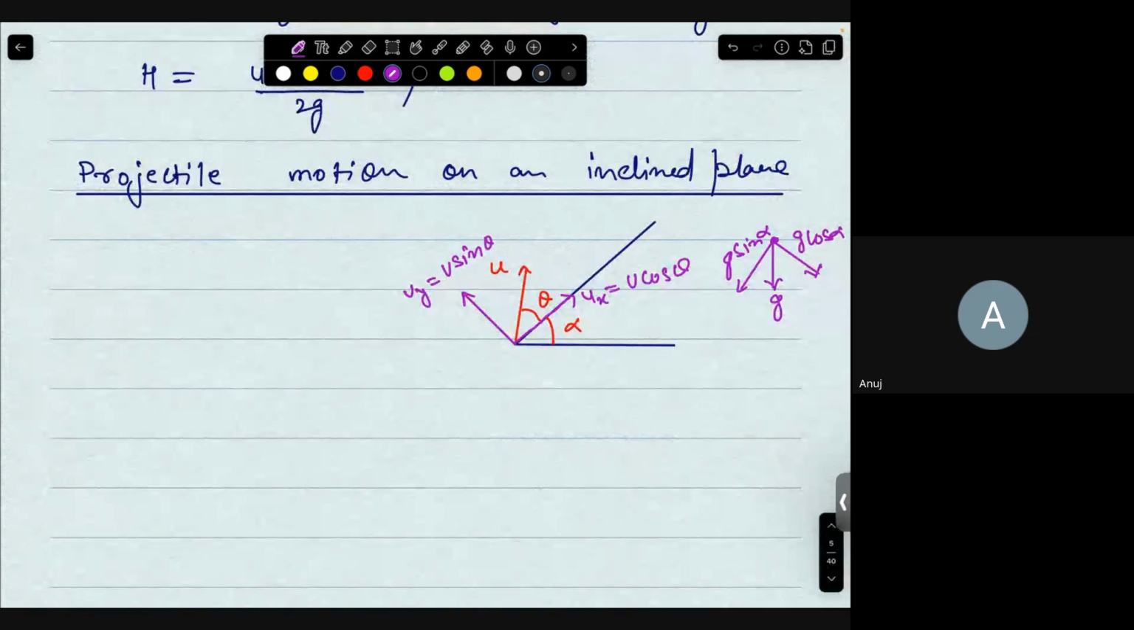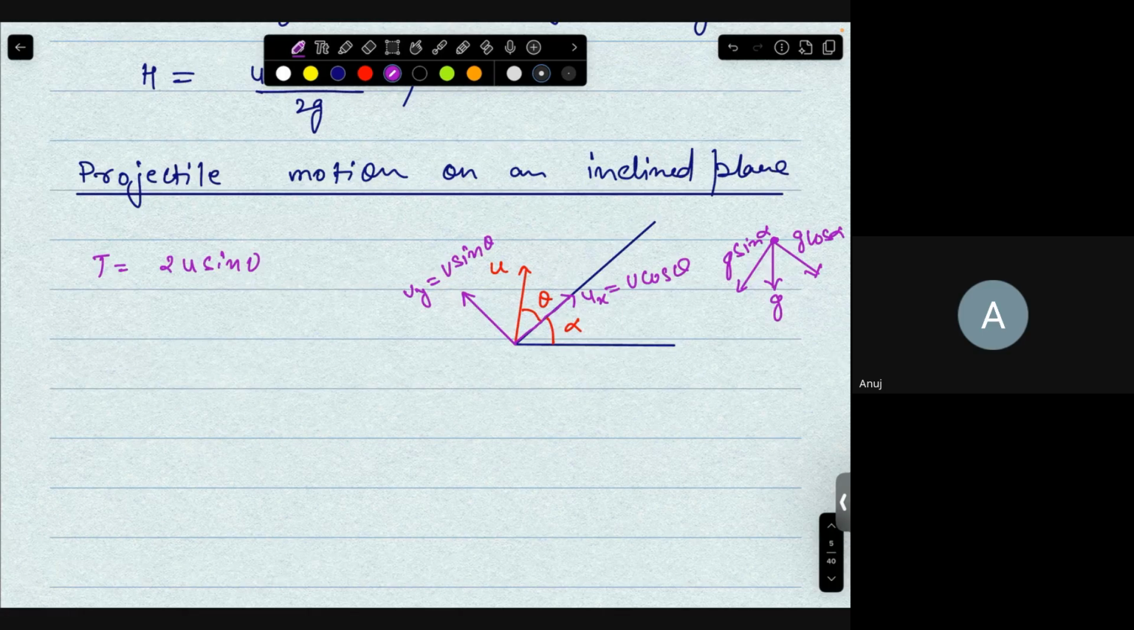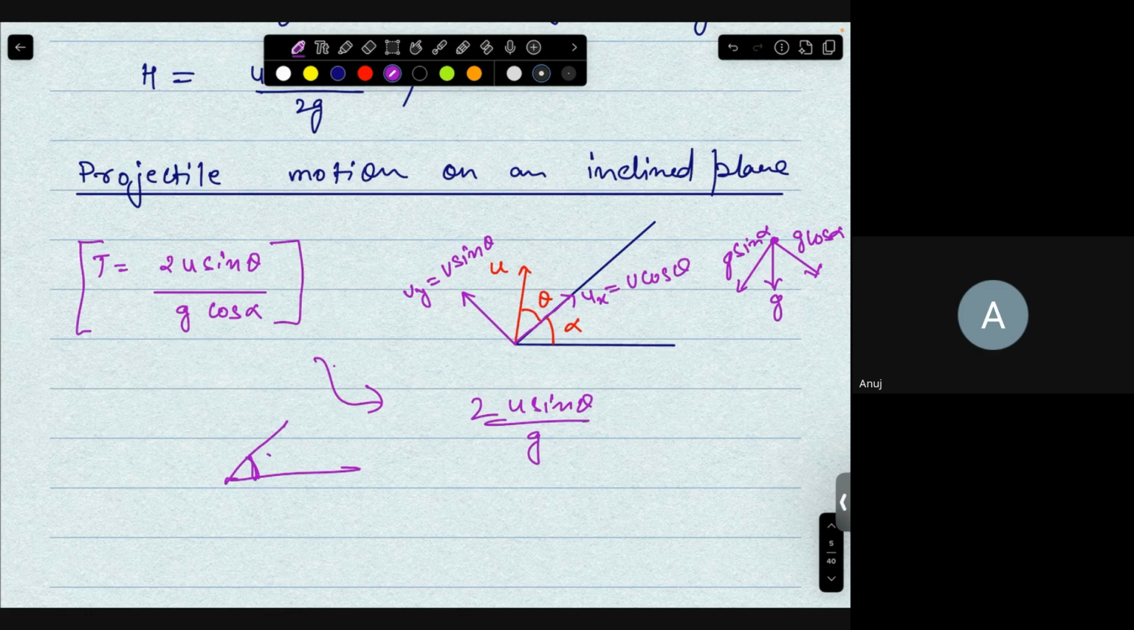So the time period in this case is 2u sine theta by g cos alpha. Initially we saw that the formula in the normal case was 2u sine theta by g, because that theta was with the horizontal. Here this theta is with the incline, so you need to keep this in mind. And why g cos alpha? Because g cos alpha is acting in this direction.